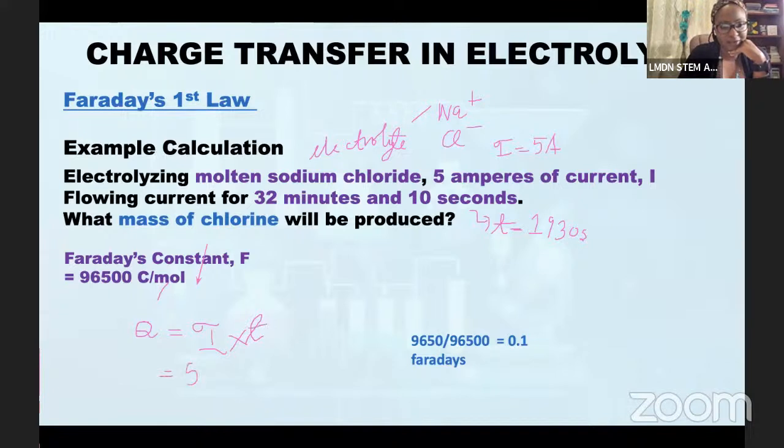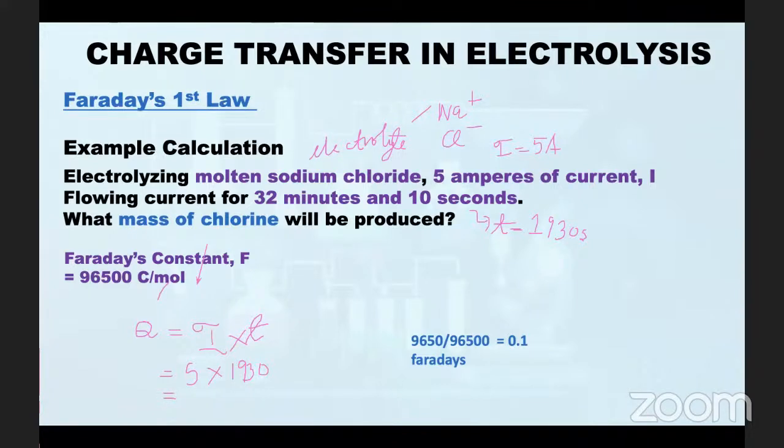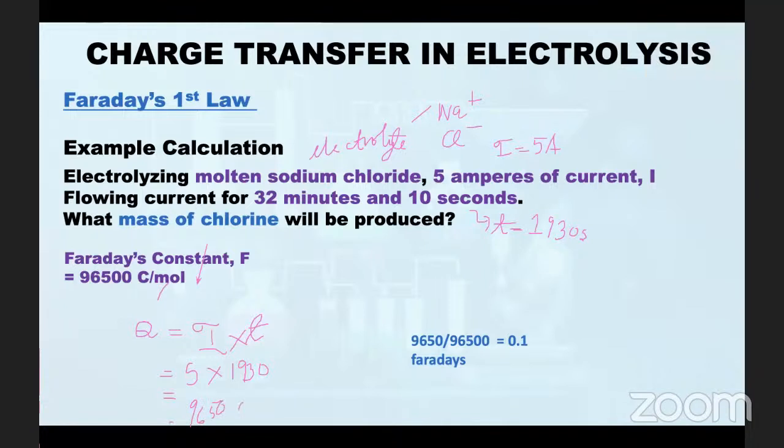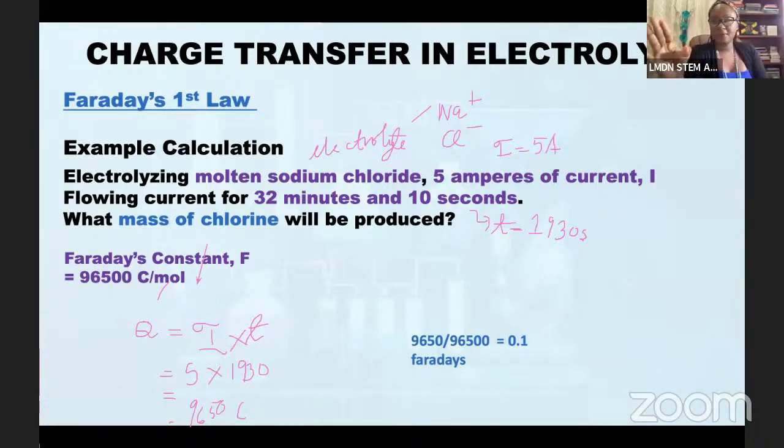So that's 5 times 1930. What's that Q? And tell me the units as well. 9,650 C. 9,650 coulombs. Yes, miss. That's the charge that we're working with, right? All right, so that's your step 1. Step 1, you find the amount of charge that you're working with.